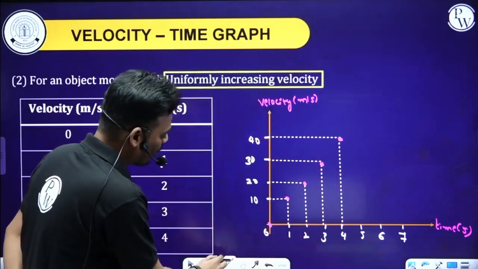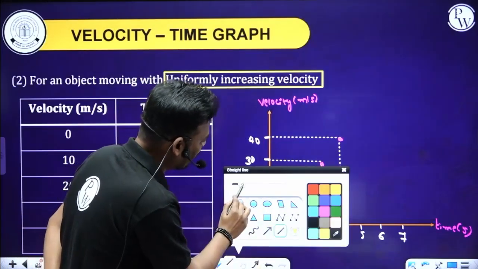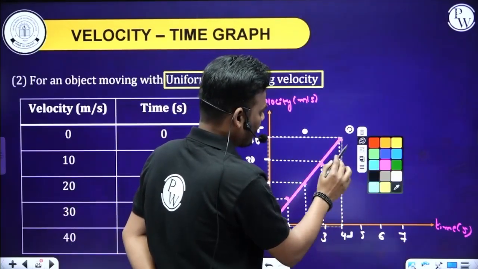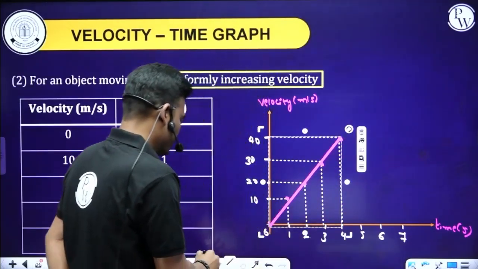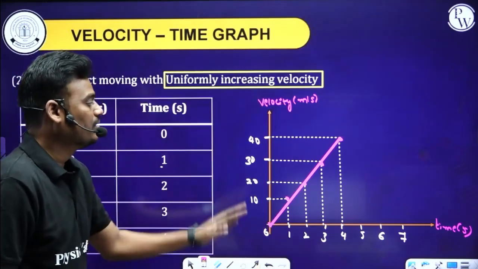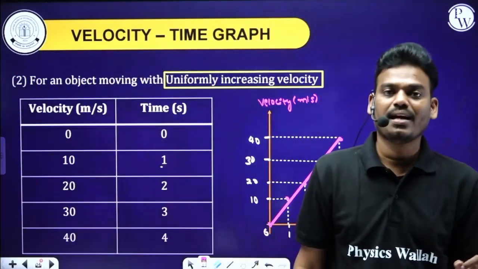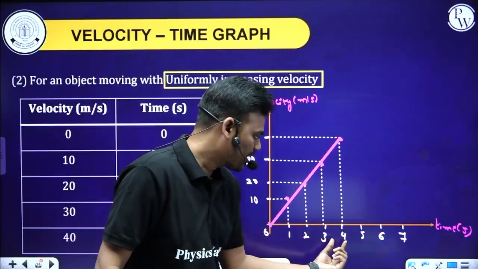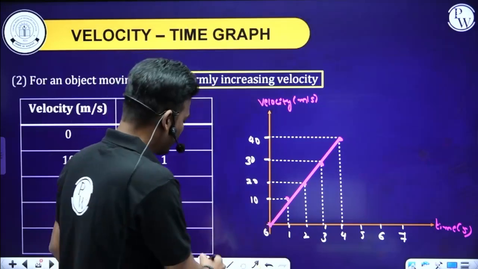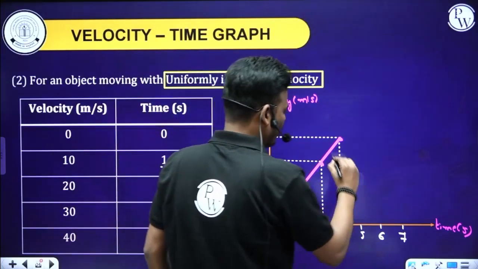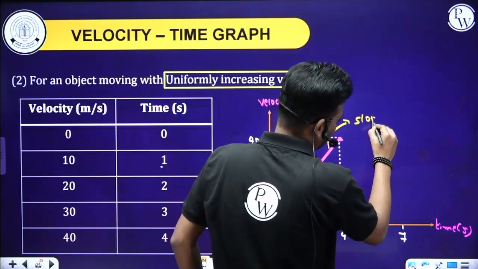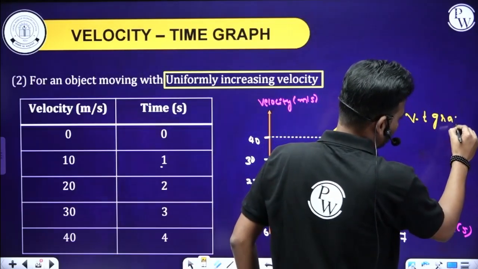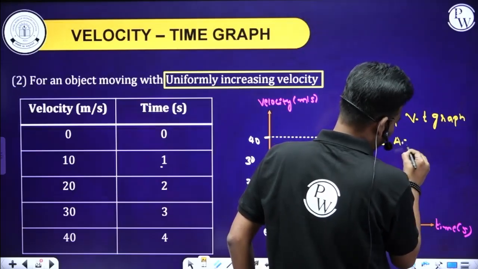Now what we have to do is join all the points. Okay, joined. So this line indicates the representation of velocity and time of a particular body during these 4 seconds. Now, by this graph, what can we conclude? The slope of the VT graph, the velocity-time graph, gives you acceleration.